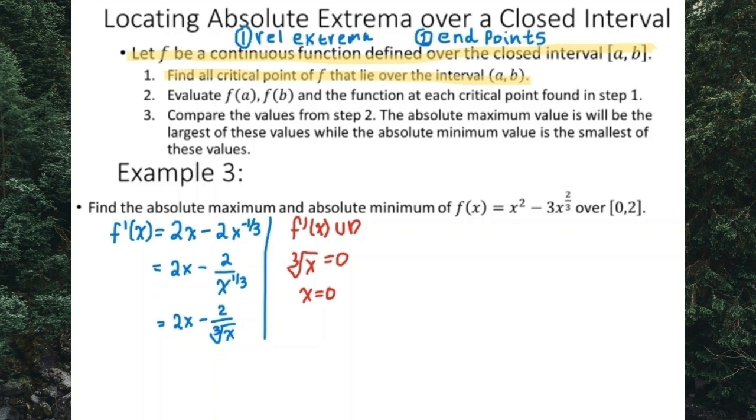We want it to be strictly between 0 and 2. So 0 we're not going to consider as a critical point that lies in the interior of the interval 0 to 2. Whether you cross out 0 or not as a critical number is up to you. We are going to have to plug in 0 anyway, as we'll discuss in step 2.